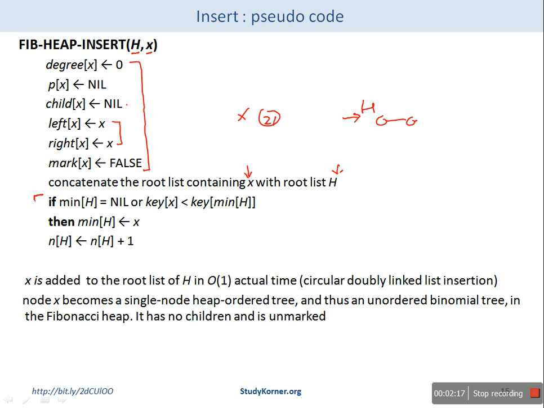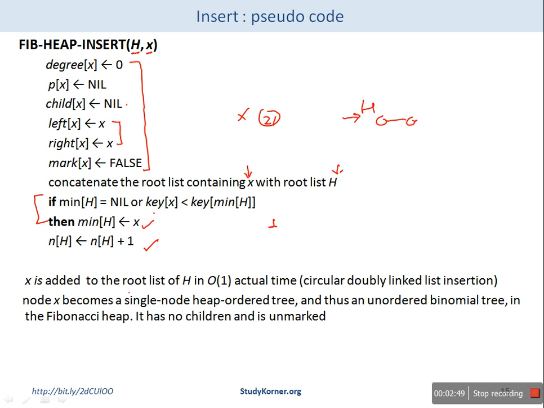Now in this step we have to update the minimum. If the min of H is nil, or if the inserted key value is smaller than the key value of min of H, if either of these conditions is true, then we update the min with x; otherwise the min of H remains the same. And finally we have to update the number of nodes in the heap. The number of nodes will be incremented by 1 when one node is inserted.